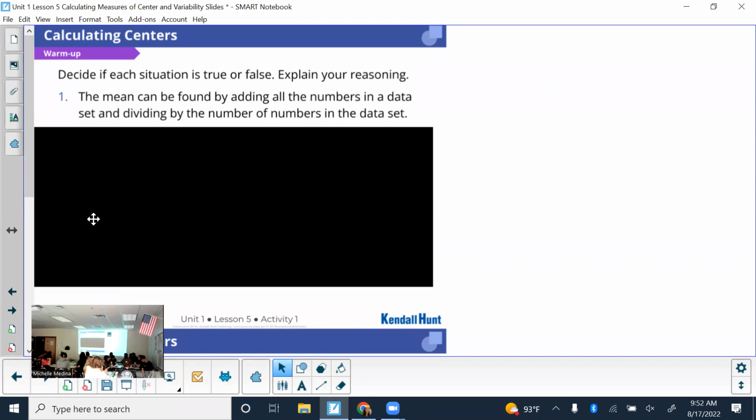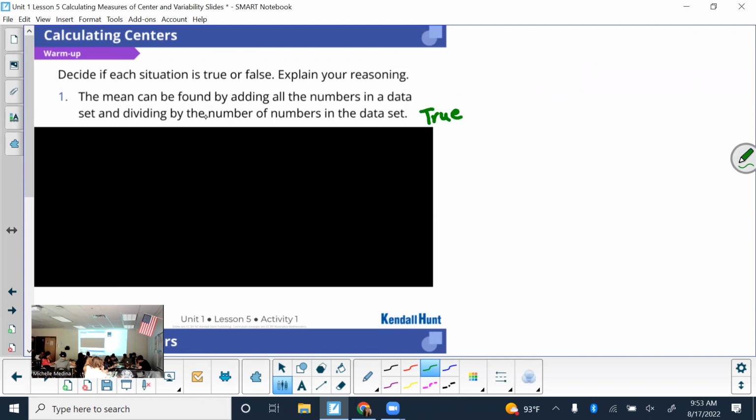Anyway, for the warm up, finally, we're getting to it and class is almost halfway over. The very first question, you're telling me if it's true or false. The mean can be found by adding all the numbers in a data set and dividing by the number of numbers in the data set. Is that true or false? All right, it is true.